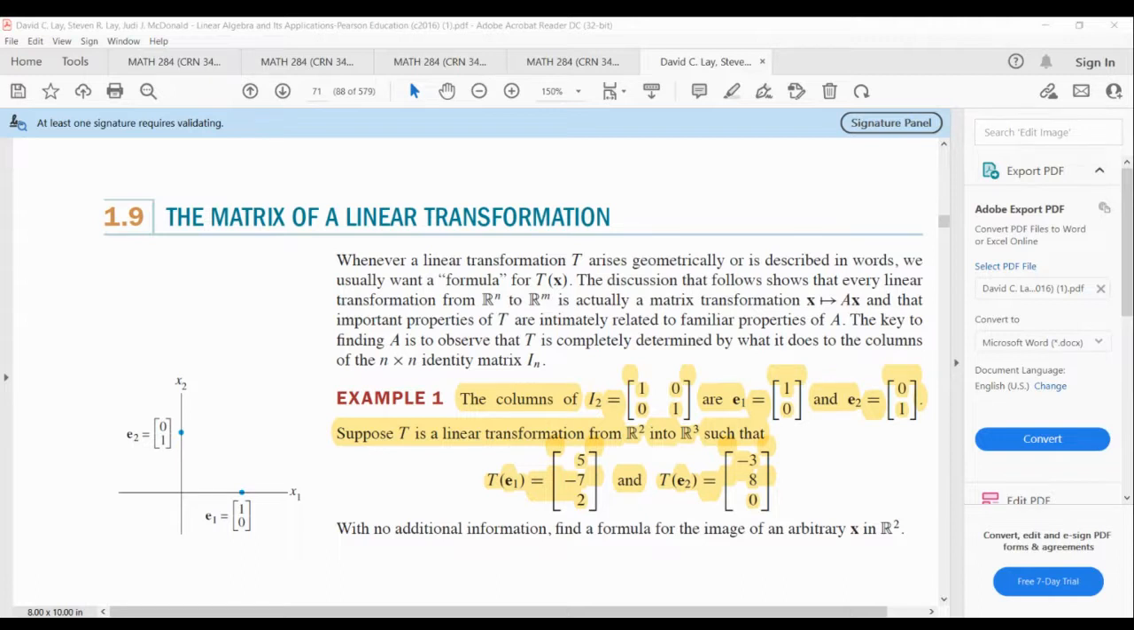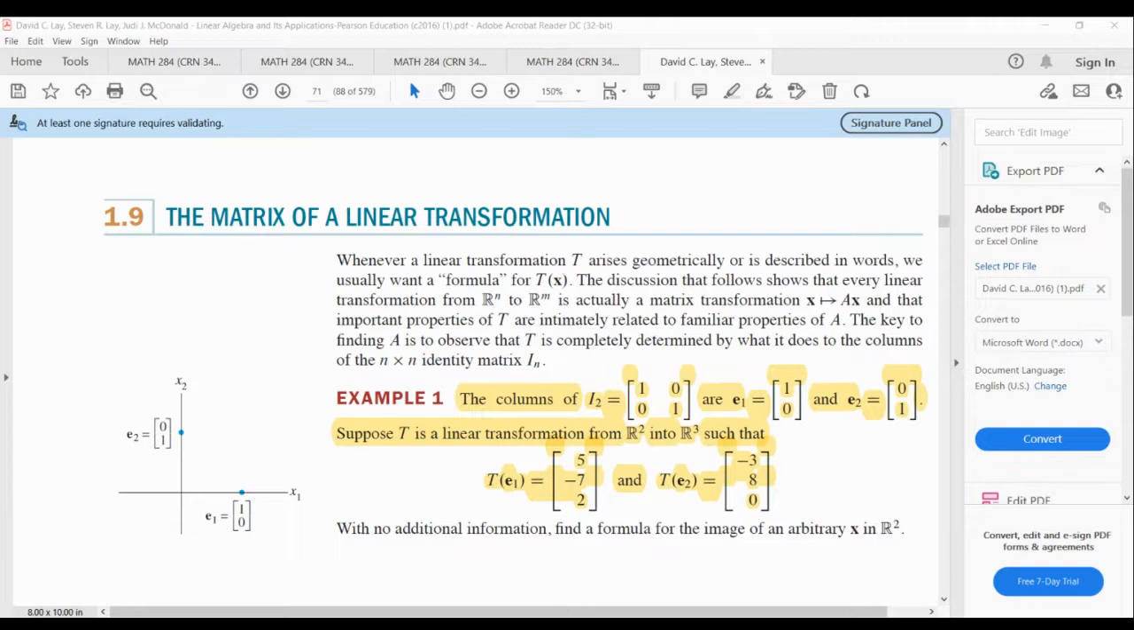Find a formula for the image of an arbitrary x in R squared. So notice they have not given you the matrix A. They have not told you what the matrix A is here. They're just giving you two transformed vectors, based off of E1 and E2. Well, the key to solving this is understanding that T is a linear transformation.